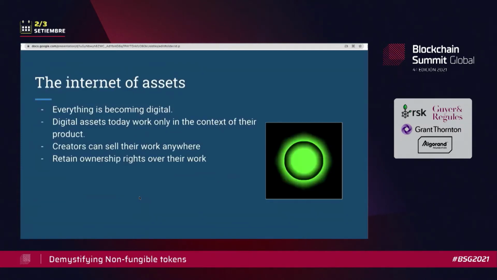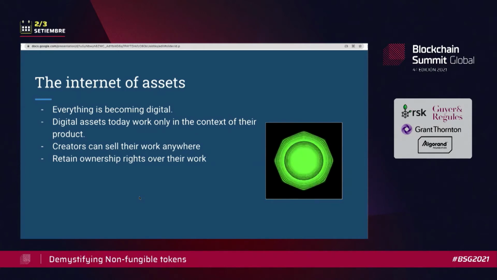In this world today, everything is becoming digital. There is a need to replicate scarcity, uniqueness, and proof of ownership that exists in the physical world in the digital realm. One example is digital assets today work only in the context of their product. You cannot exchange loyalty points of a credit card for, let's say, a digital ticket to a concert unless it is supported on the credit card platform. So that's the problem today.